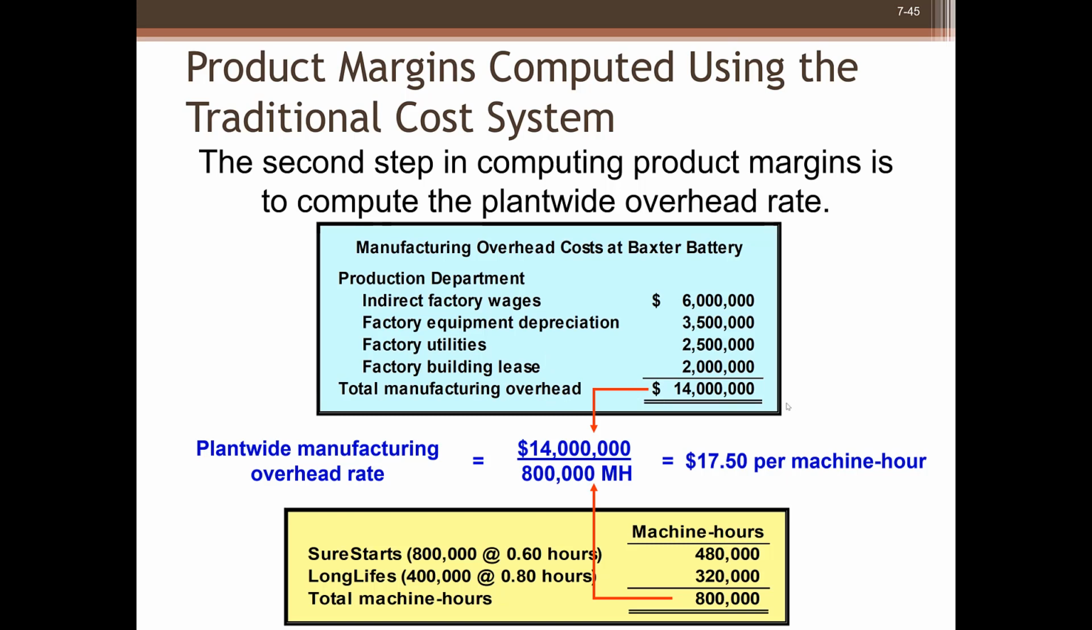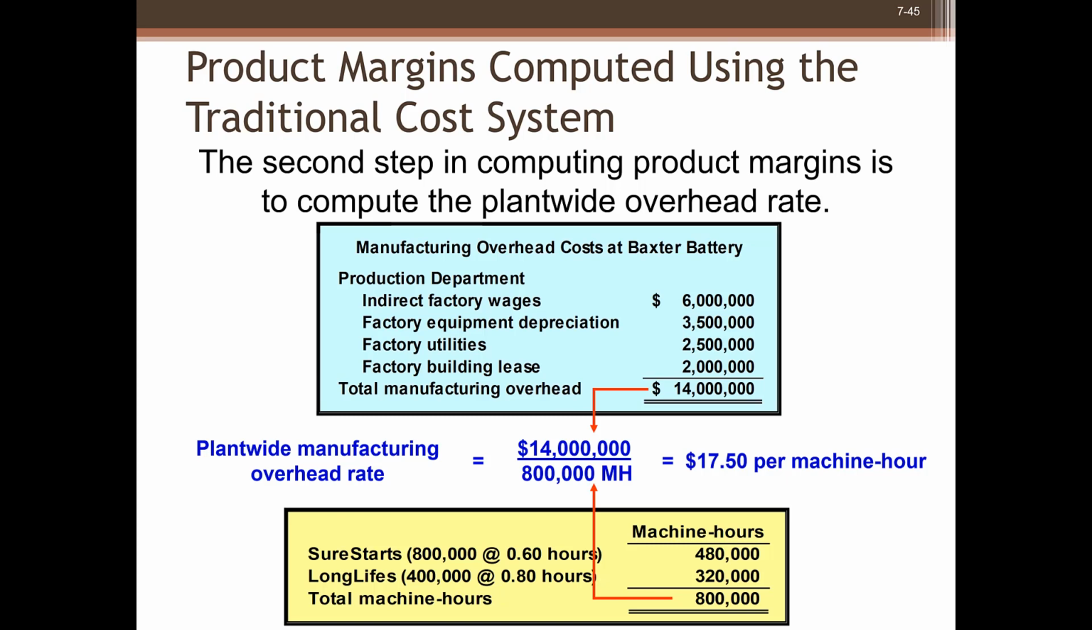So 14 million is our total manufacturing overhead cost. For total activity, machine hours used to produce Short Start and Long Life batteries, we can get 800,000 machine hours from the table, which we used to calculate the activity rate for each cost pool. If you go back and look at the slides, you can see total activity for machine hours, 800,000 machine hours. Or we can calculate it using the table here.